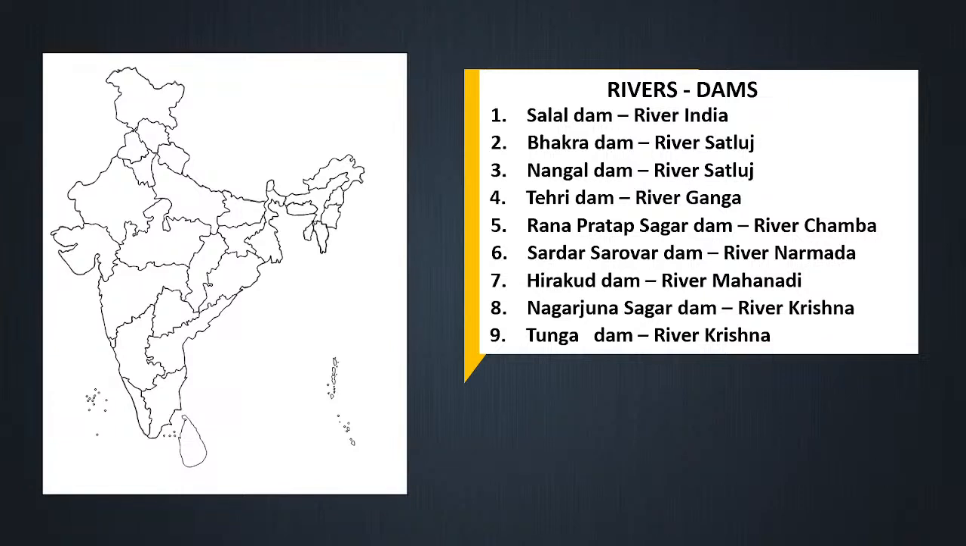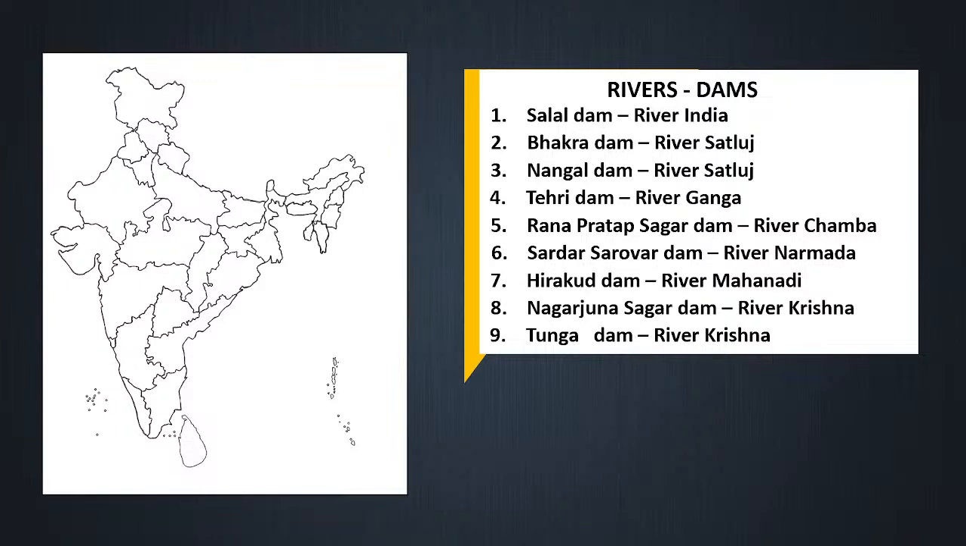Okay, a very interesting and important class for everyone here. Ready? So we have some rivers and dams. The first one is Salal Dam. Okay, then Bhakra Dam, Nangal, Tehri Dam, Rana Pratap Sagar Dam, Sardar Sarovar, Hirakud, Nagarjuna Sagar and Tungabhadra.